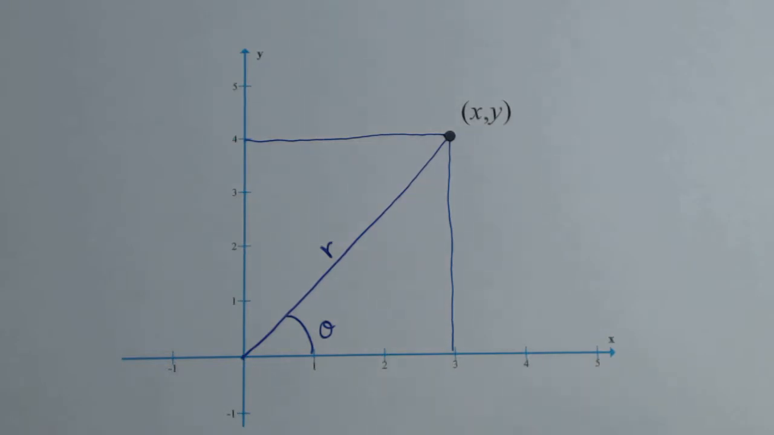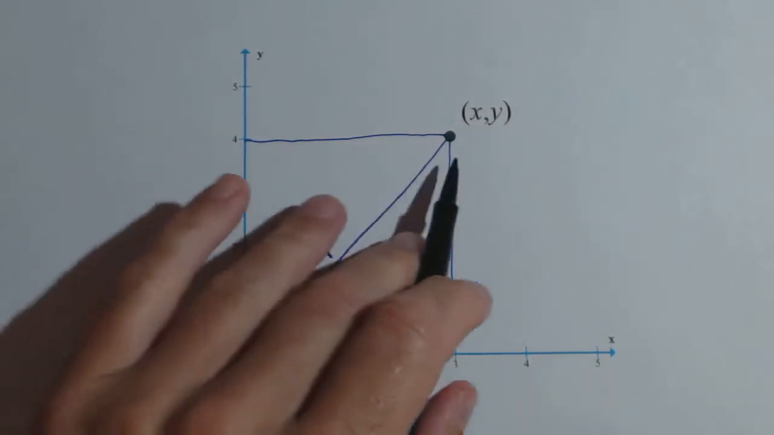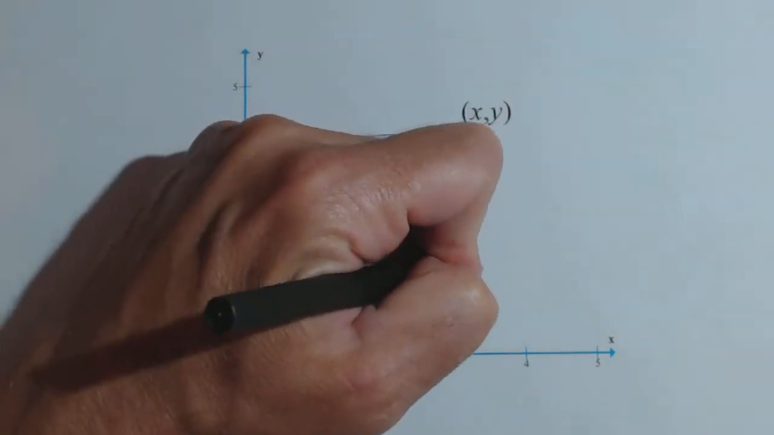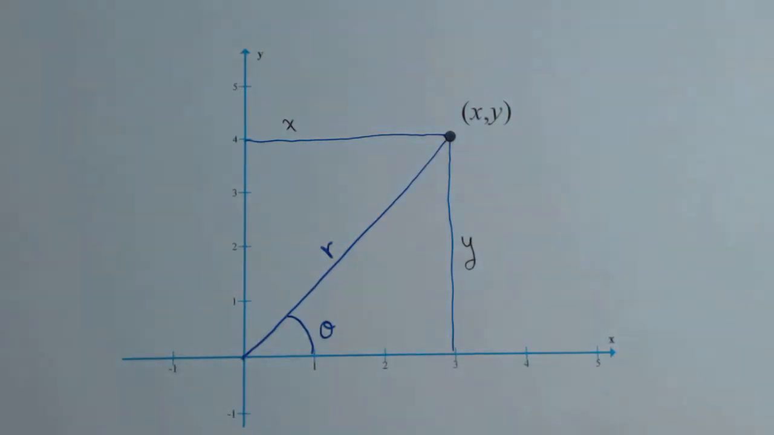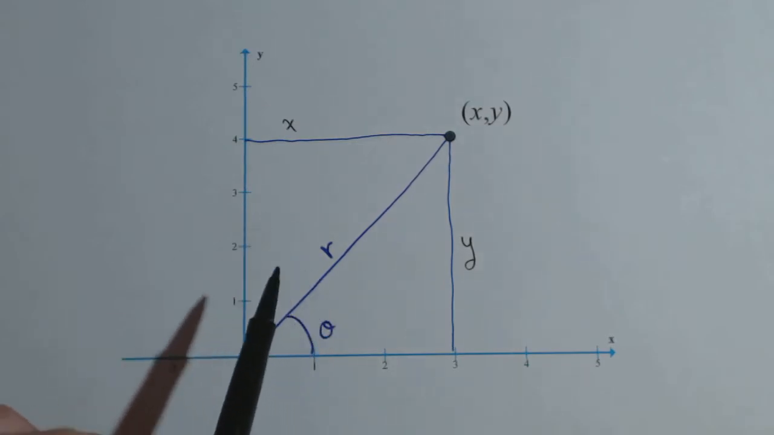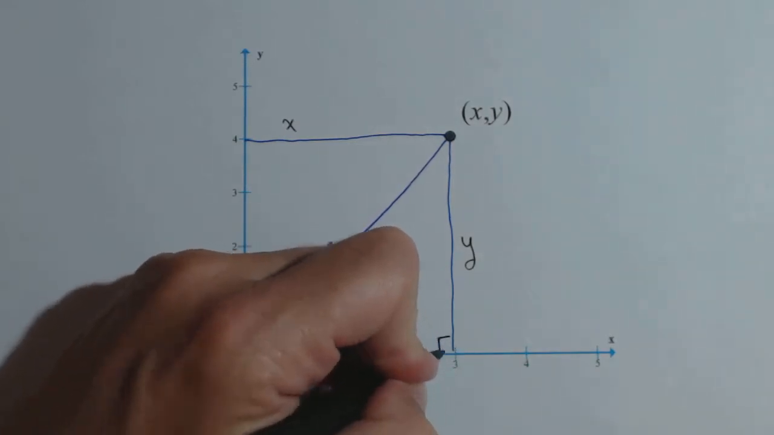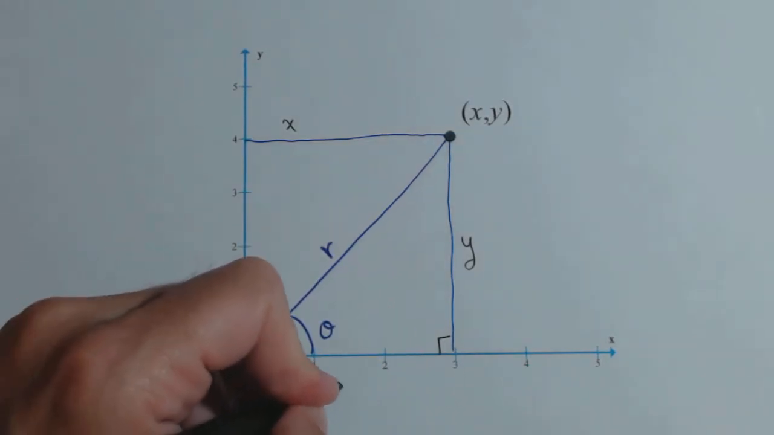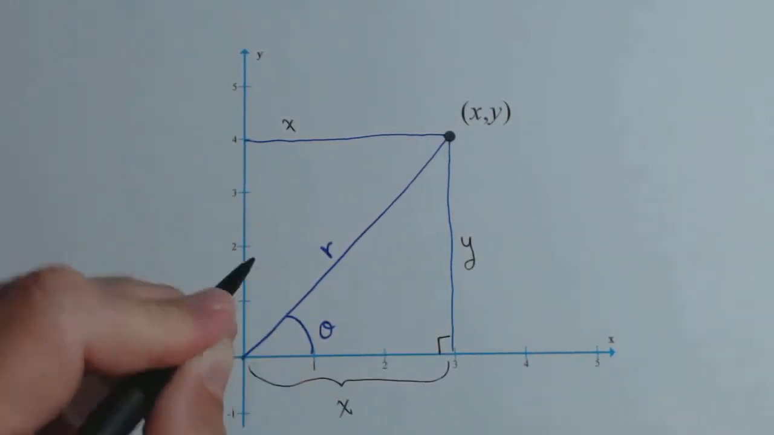Now, we know from rectangular coordinates that this would normally be x, and this would normally be y. That would give us our horizontal and vertical distance. Well, let's see how we would figure these out in terms of r and theta. Notice what we have here. We have a right triangle, and if this here is x, this distance here is also x.